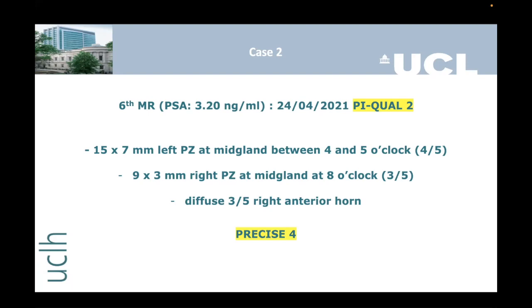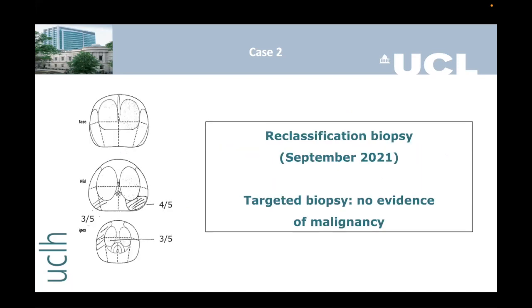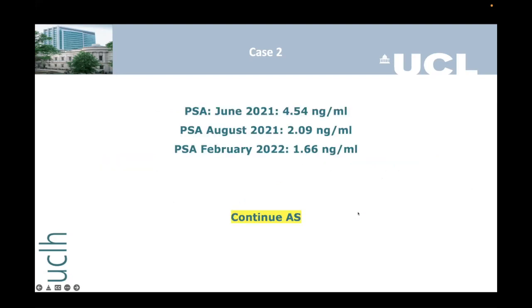And in this case, we gave a precise score of 4 because the background has changed. And now there is a focal area in the left PZ at midgland scored 4 out of 5. So you can see our biopsy plan here, and the reclassification biopsy done in September 2021 said there was no evidence of malignancy. And actually, the PSA was then 4.54 in June, and then dropped to 2.09 in August and 1.66 in February 2022.